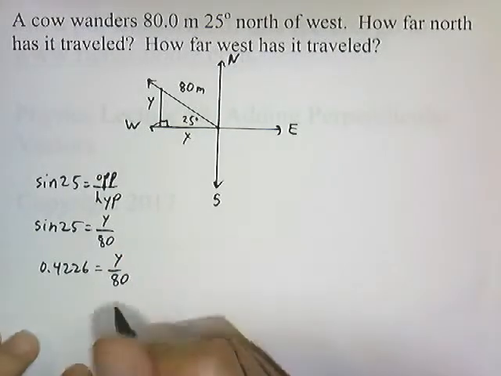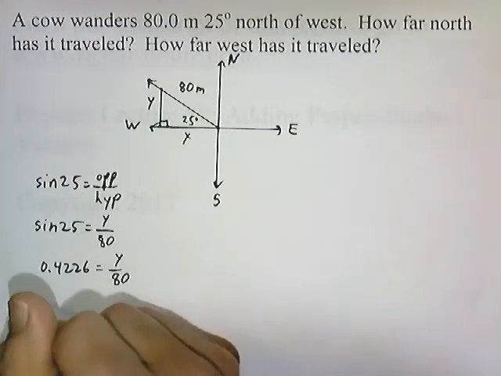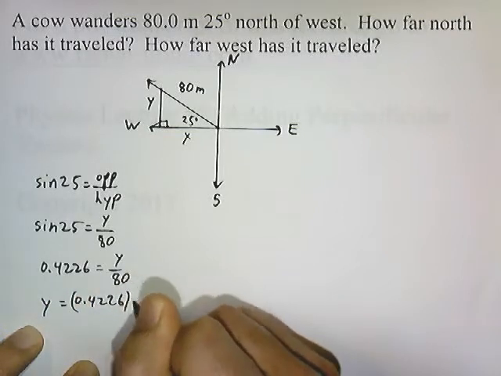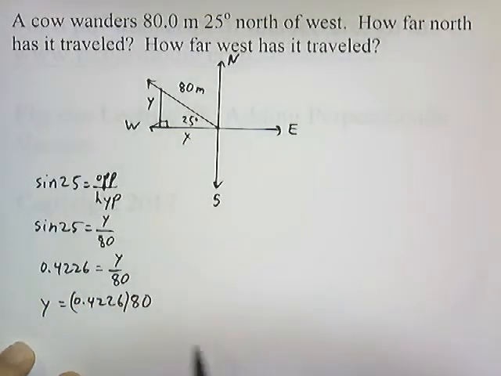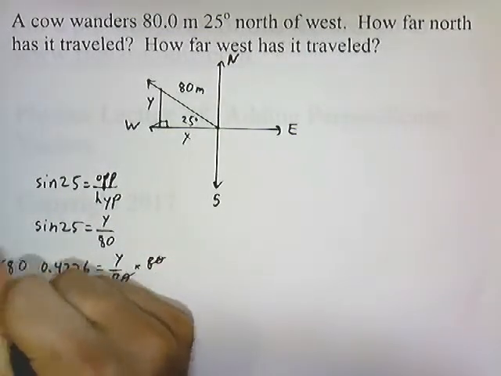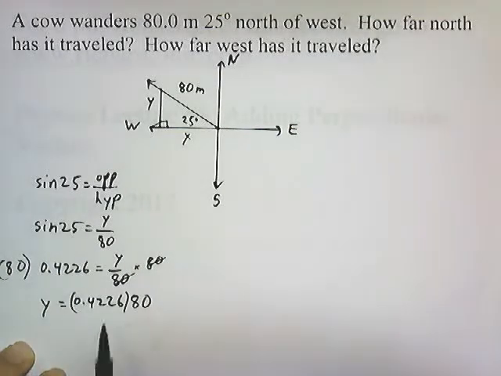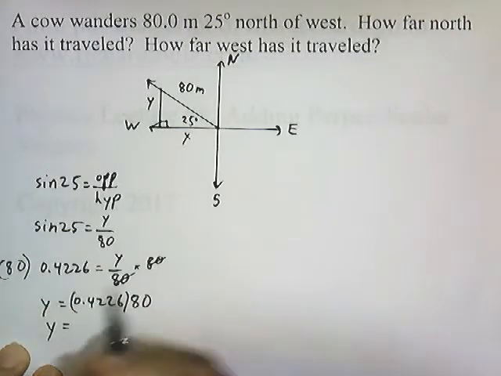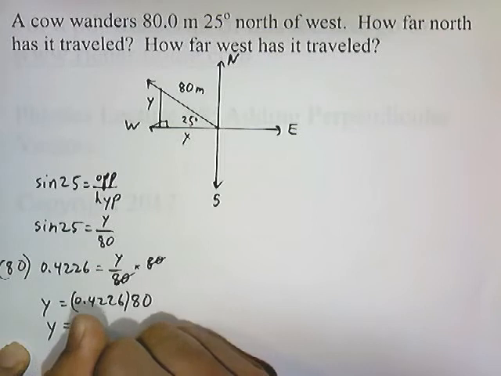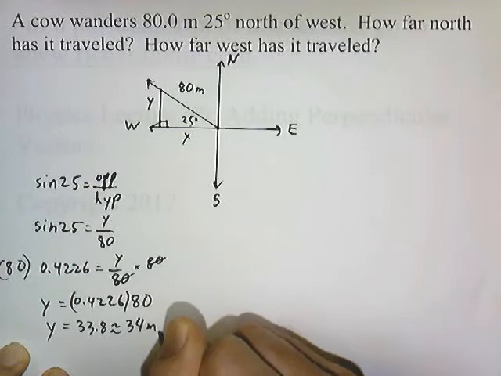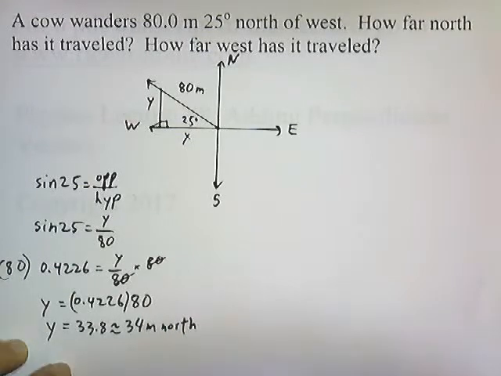And then if you solve for y, you would multiply both sides by 80, so you'd end up with y equals 0.4226 times 80. That's how you solve for y. Multiply both sides by 80. That cancels. So y equals 80 times 0.4226, which is what we have here. And then, if you solve for y, you'll end up with something pretty close to 34 meters. It's 33.8, which is about 34 meters north. All right, so that's the answer to the first half. How far north has it traveled? About 34 meters north.